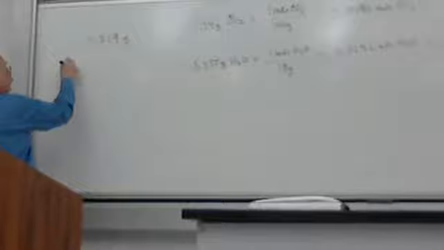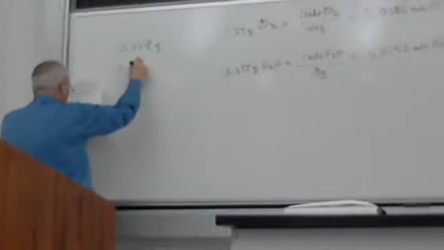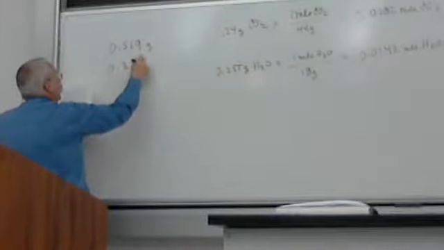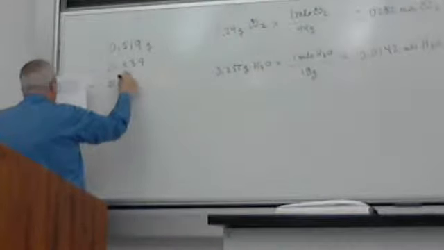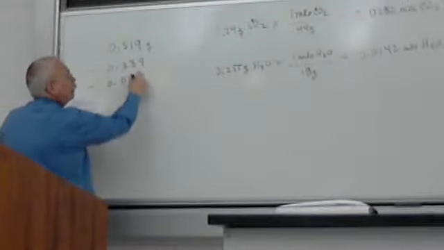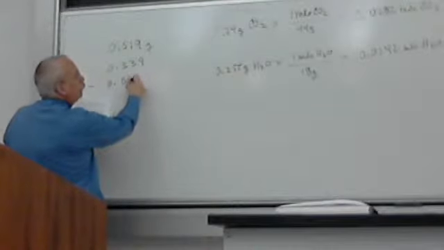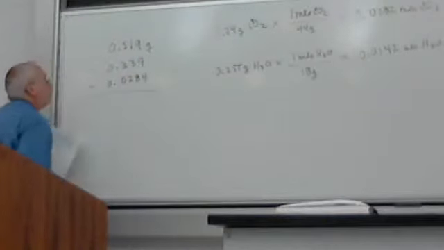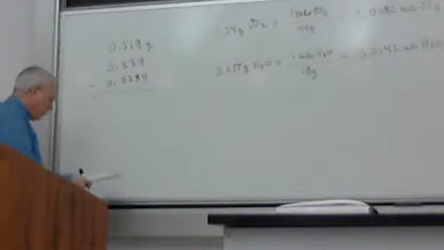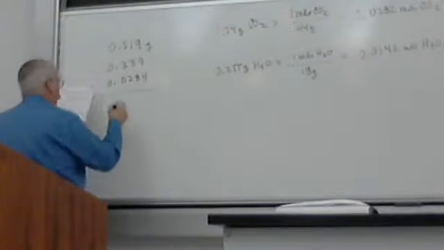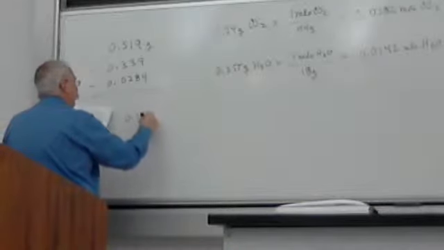the weight of the carbon, 0.339, and the weight of the hydrogen, which is 0.0284. And I should get an amount of oxygen that's left. So does that come out to be about 0.152?